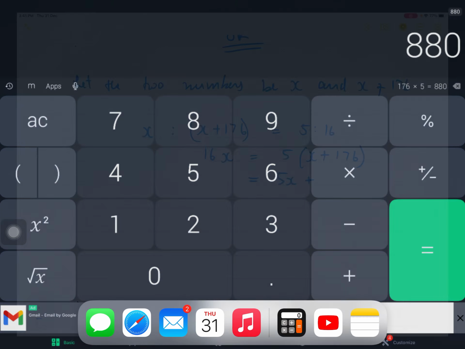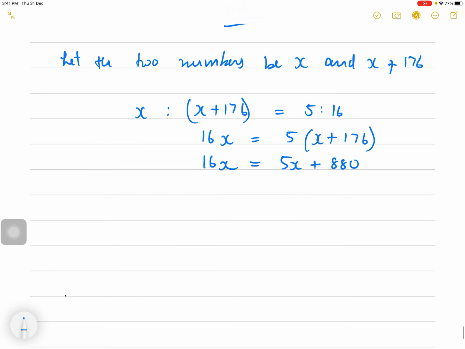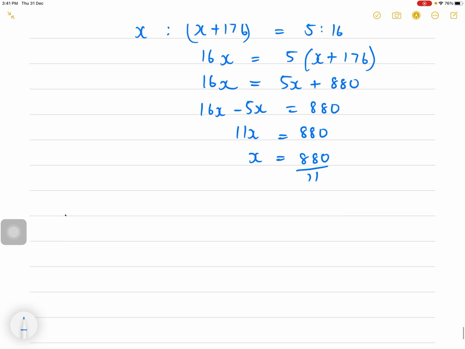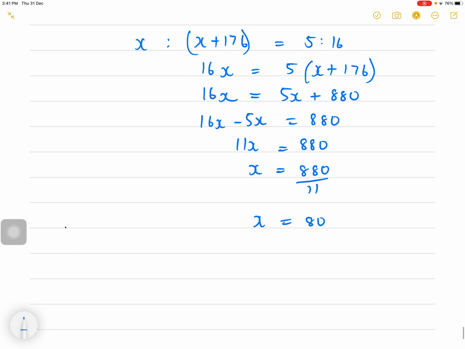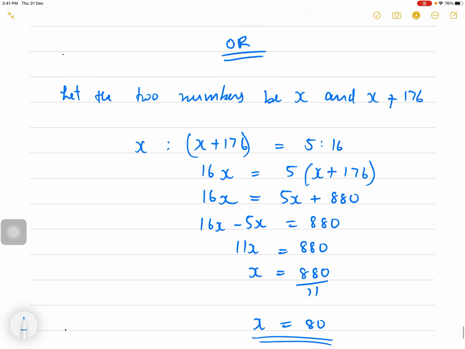Into 5, it comes to 880, and this is 16x. Okay, so 16x minus 5x is equal to 880, which is 11x is equal to 880. X is equal to 880 divided by 11, which is 80. So x is equal to 80. So first number is 80.